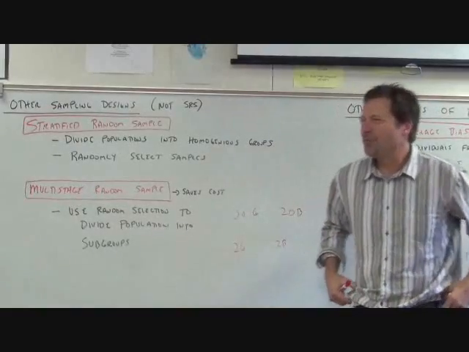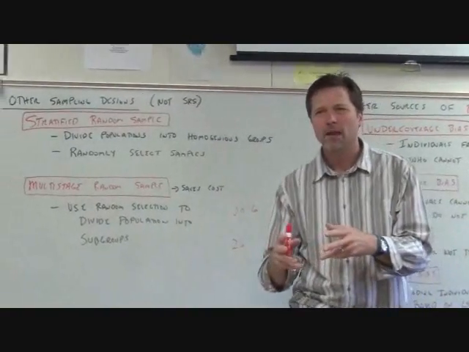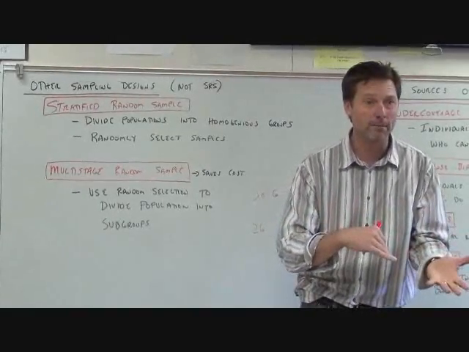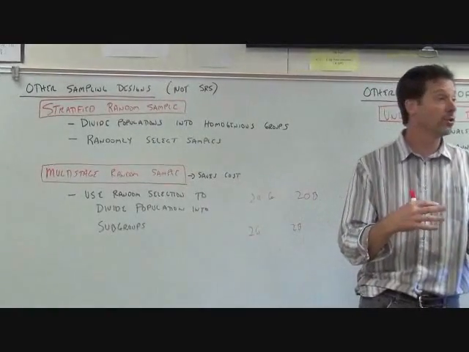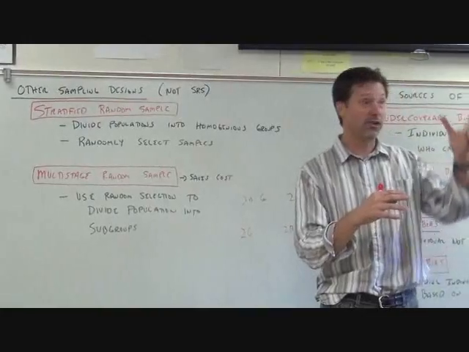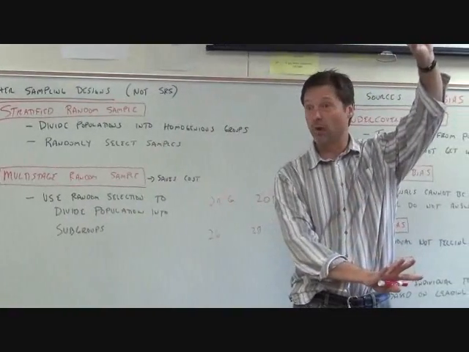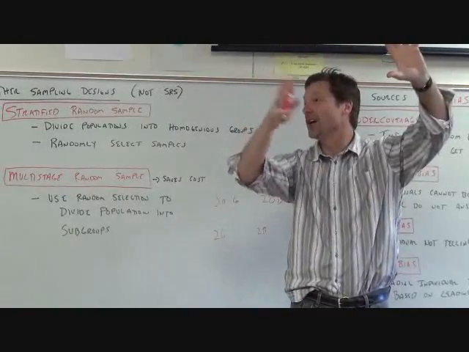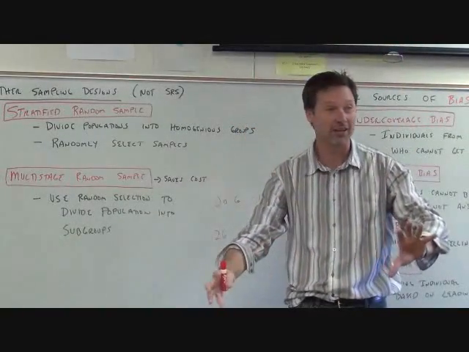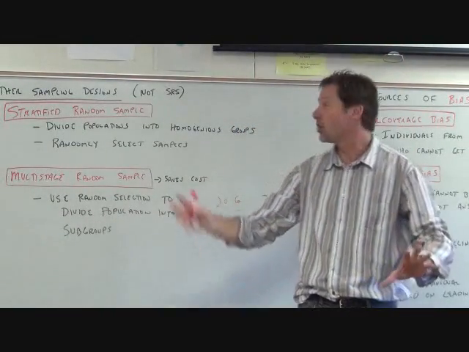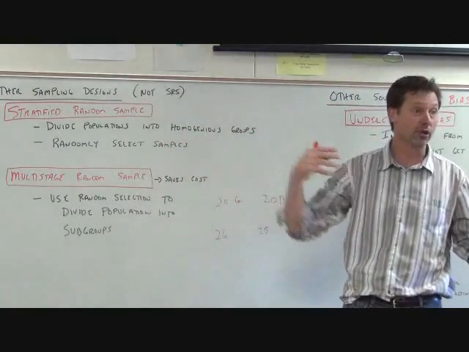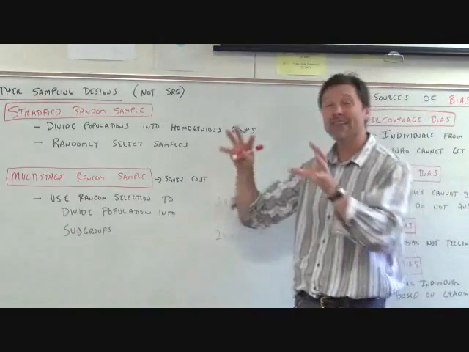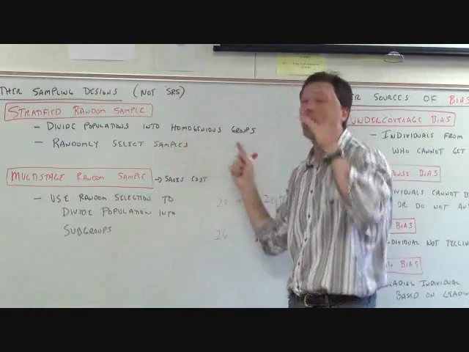What if I'm thinking that my pill is going to have a different reaction with men than it might have with women? So what I would do here is I would take the population and I would separate them into men and women. And then I would choose out of a hat to see who's getting the drug and who's not. That's called a stratified random sample. Still has randomness.